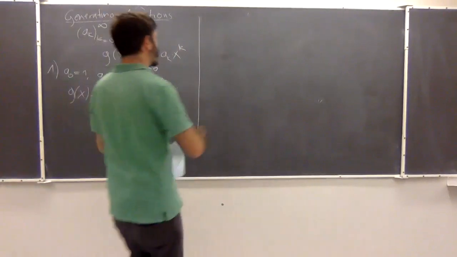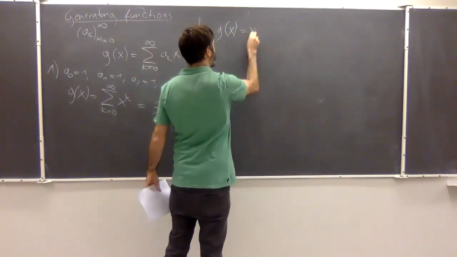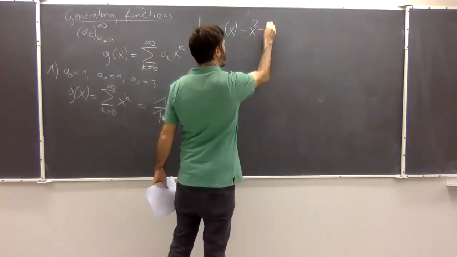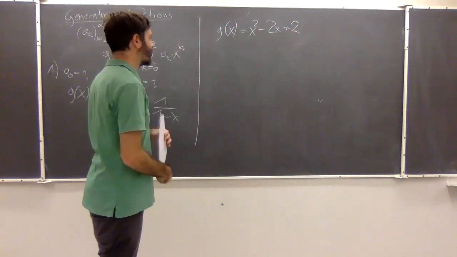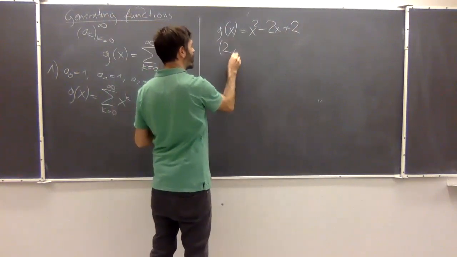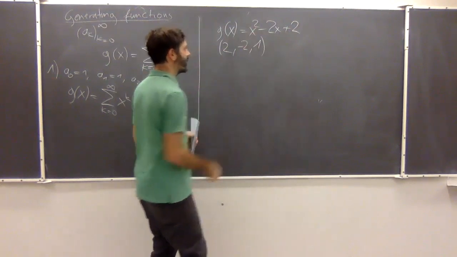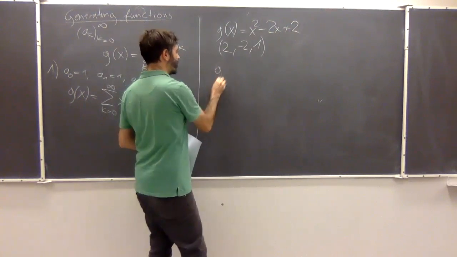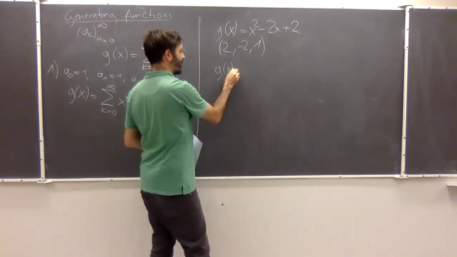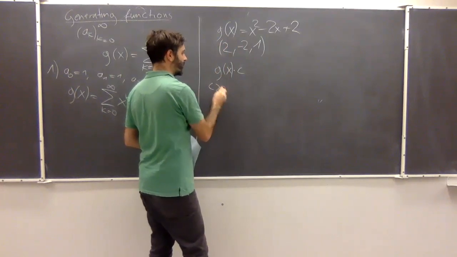I shouldn't have removed this, but no problem to write it again. I can do different things. I can take 2x squared minus 2x plus 1, so let's say that for a change, that's now my sequence: 1, minus 2, 2. I could also look at the function g of x times c for a constant c, where c is larger than 0.